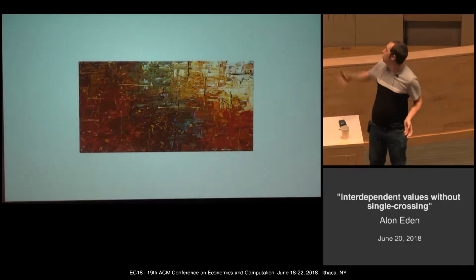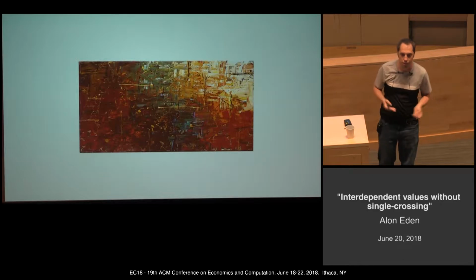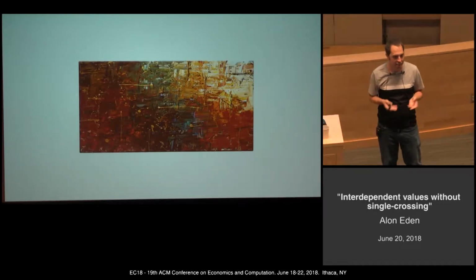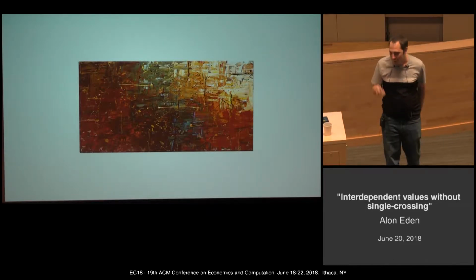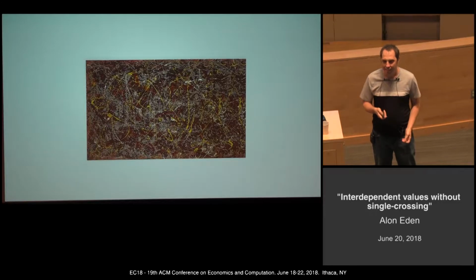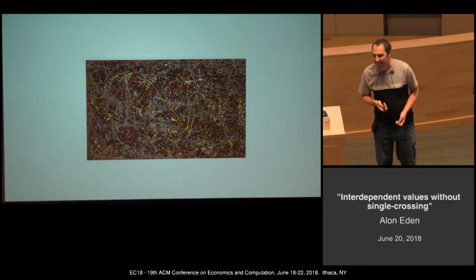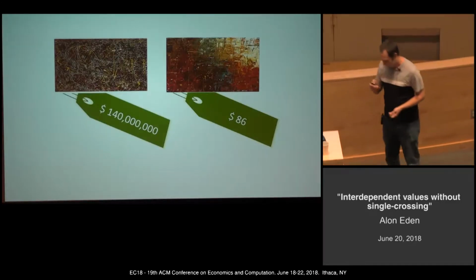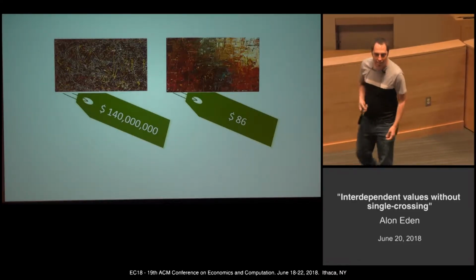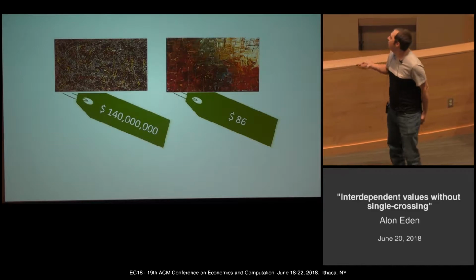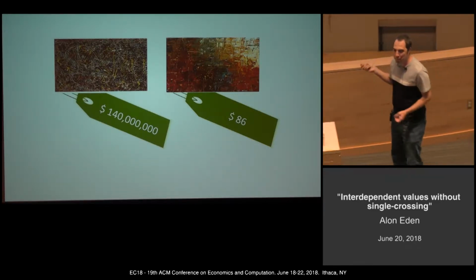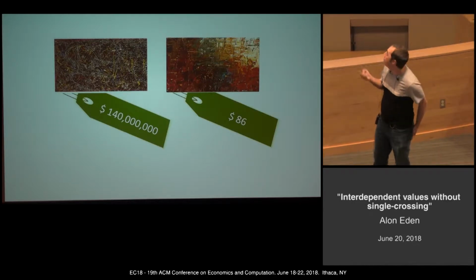How much would you be willing to pay for this picture? Any suggestions? $50. Great. How about this one? Somebody knows? Okay. So apparently, the first one you can buy online for $86, while the second one you would have to sell a kidney or something or more, because it's a Picasso piece and it's worth $140 million.